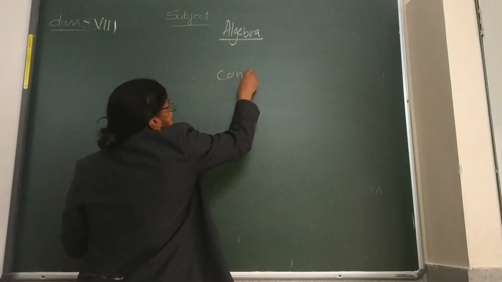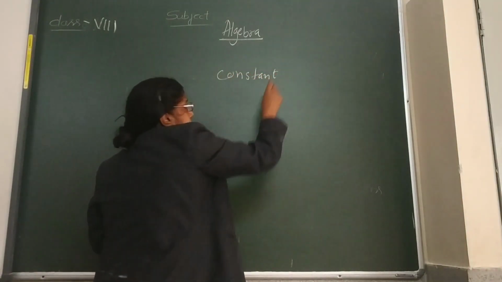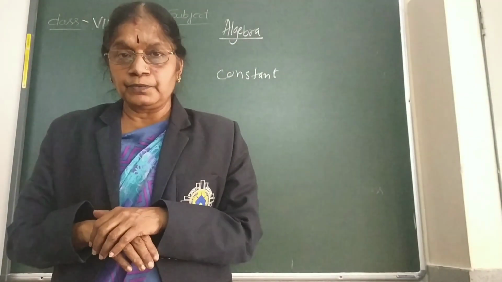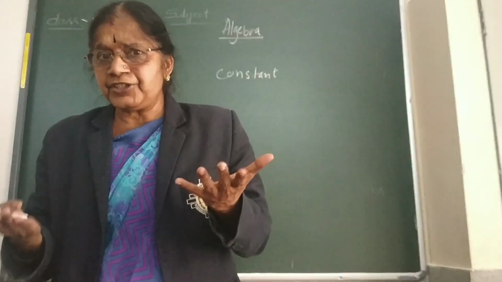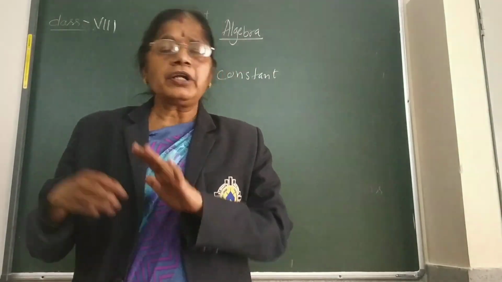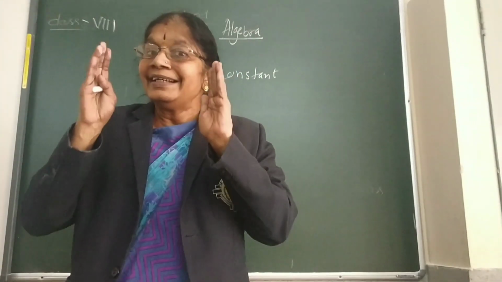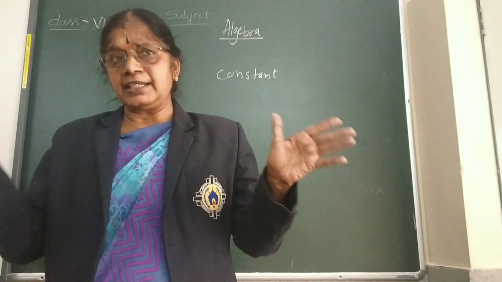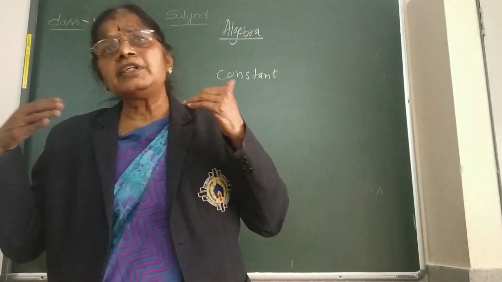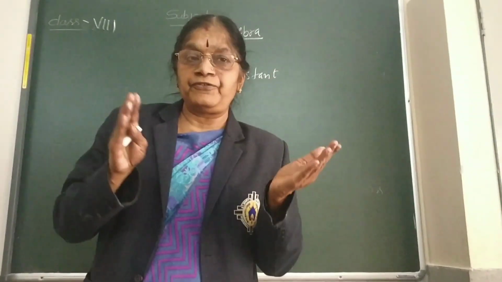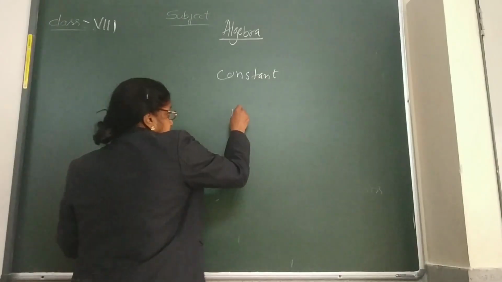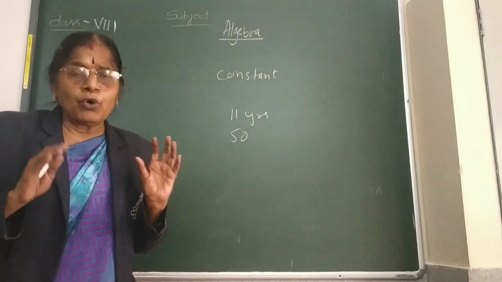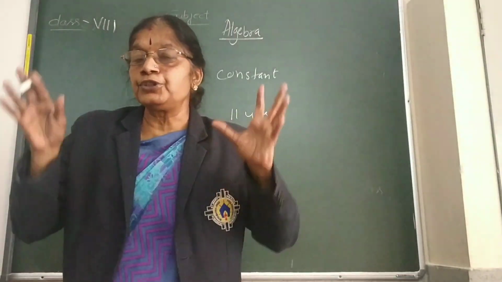First one, we call it a constant. What is meant by constant? If I ask you what is your age, you will say 11 years or 10 years according to your year of birth. If I ask how many students are there in your class 8th A, you will say 50. So 11 years, 50. These are known values. Fixed values, you know them.